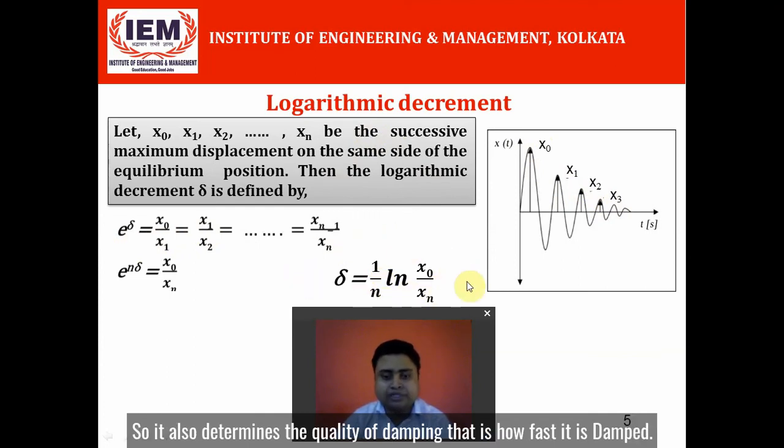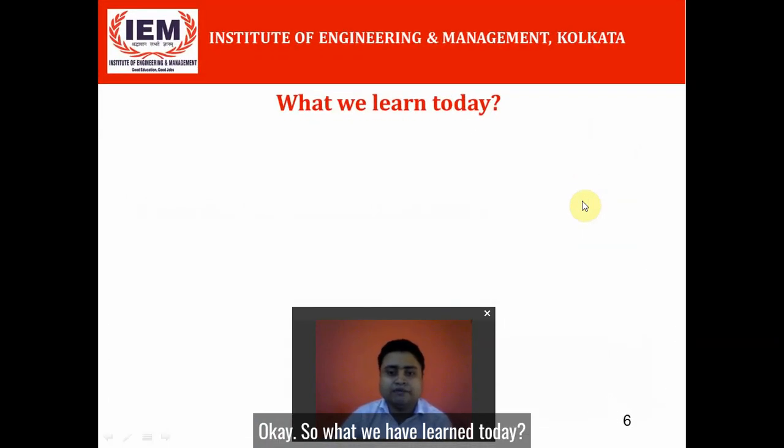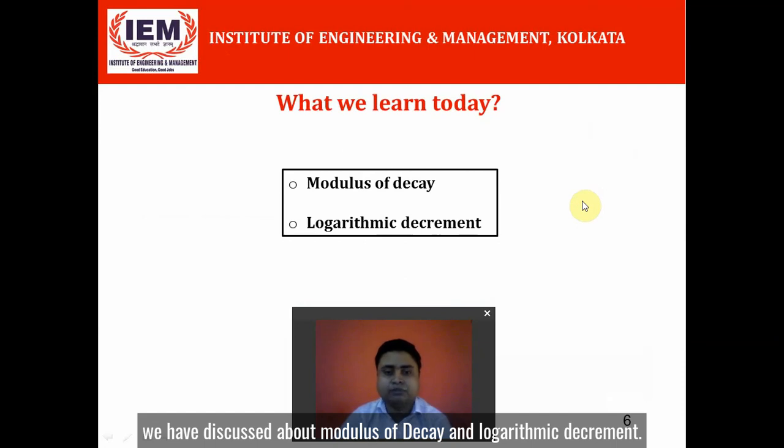It also determines the quality of damping, means how fast it is damped, how fast its amplitude is ceasing. Okay. So what have we learned today? We have discussed modulus of decay and logarithmic decrement.